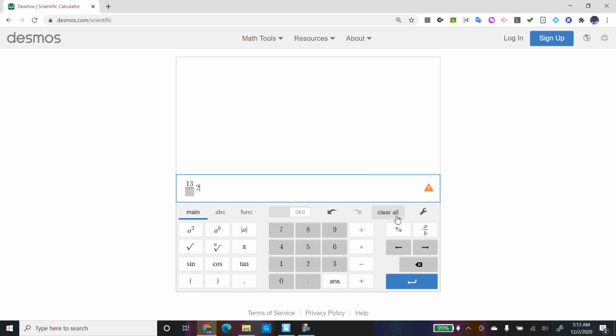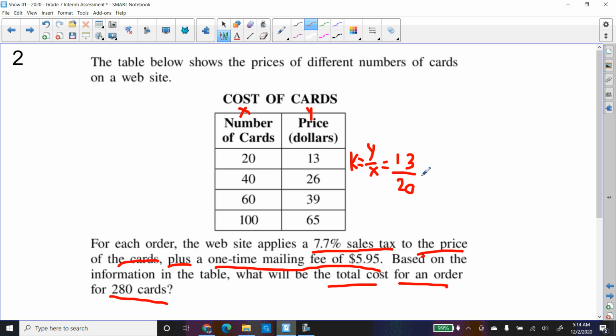Let me clear that again. 13 divided by 20. Notice how it puts it in the calculator as a fraction as I had, because the fraction bar means divide. And the cost of one card would be 65 cents. So this is 65 cents for one card. Now, if this is true for all of them, I know I have a proportional relationship.